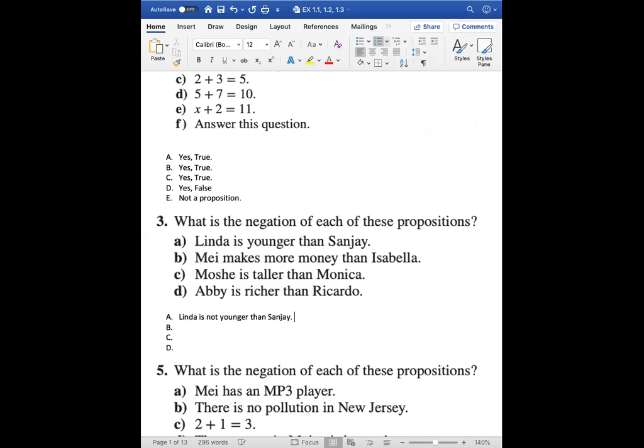Or there can be another way to say that. For example, I can also say it is not the case that Linda is younger than Sanjay. Just like in English, we have so many ways to say one thing. So likewise, we can either put it like Linda is not younger than Sanjay, or we can say it is not the case that Linda is younger than Sanjay, or something of that nature, which basically depicts that this is the negation of the statement.